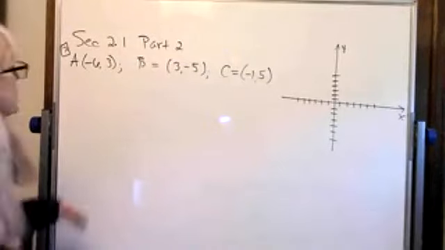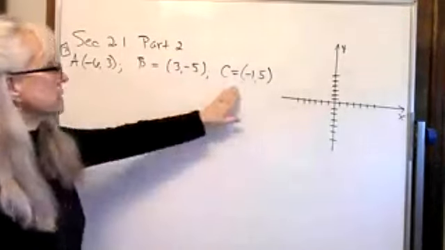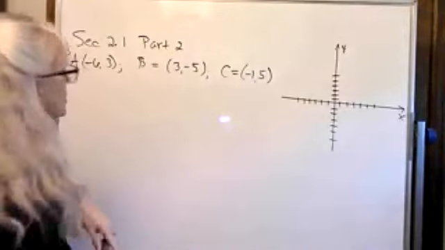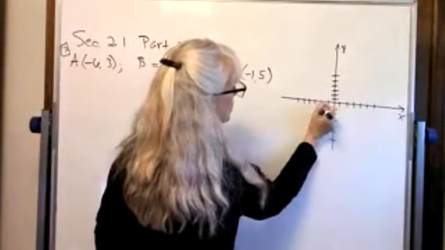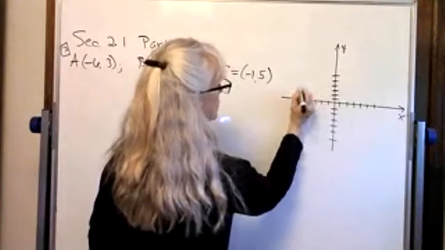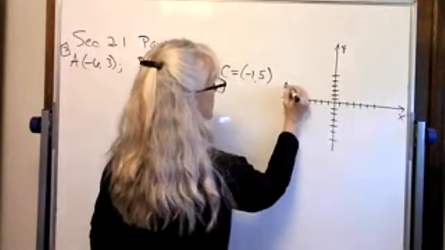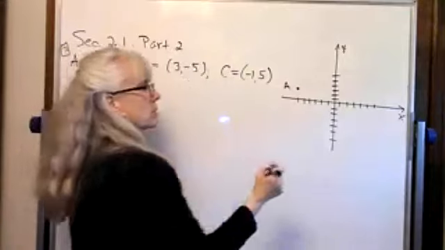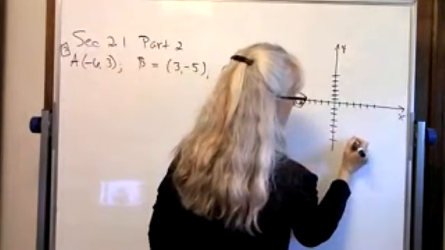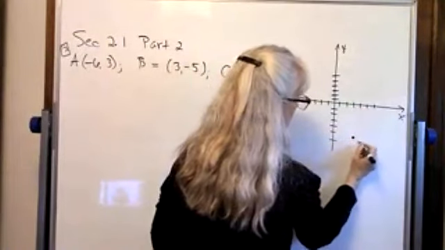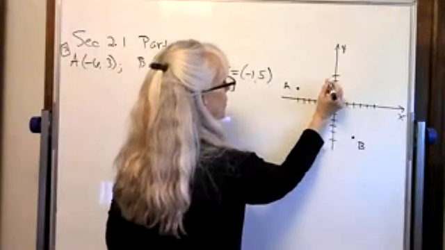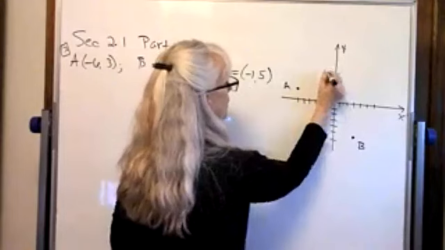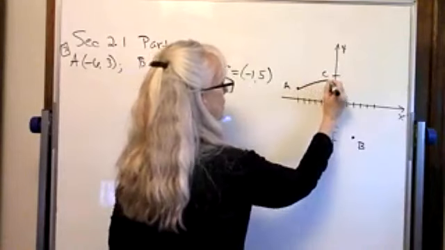Okay. So they gave me 3 points, an A point, a B point, and a C point. Let's go plot those on the grid. So we have -6, 3. So -6, then 1, 2, 3, 4, 5, 6, and +3. That's right there. I'm going to label that as point A. I have point B that's at 3, -5. So 3, -5 is down here. That's B. And then finally C is at -1, 5, which is up. And then we'll connect them into a triangle.